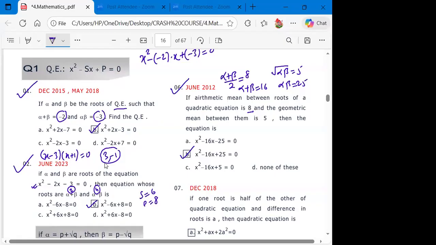Because these 2 are alpha and beta. Clear? Original equation roots will be alpha, beta. But they are saying alpha plus beta and alpha minus beta. So alpha plus beta will be 2. Alpha minus beta will be 4. Now, according to the concept, sum will be 6, product will be 8. It's done. Have you all noted on this page?